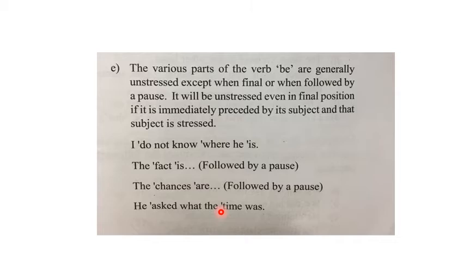Clear? So the verb to be is stressed when it comes at the end of a sentence and its subject is unstressed, like the first example, or if a pause comes after it. If the subject of the verb to be is stressed, then the verb to be is unstressed.